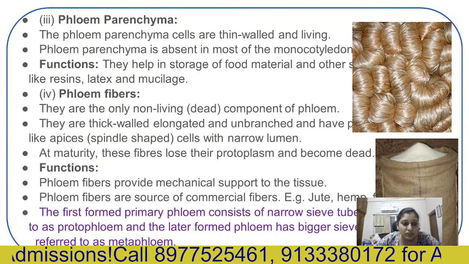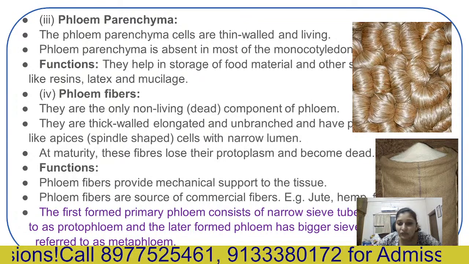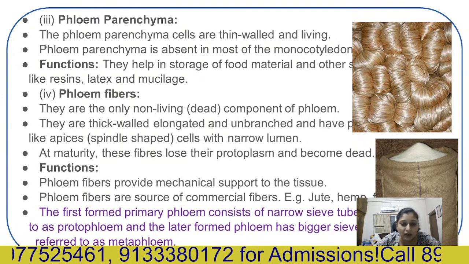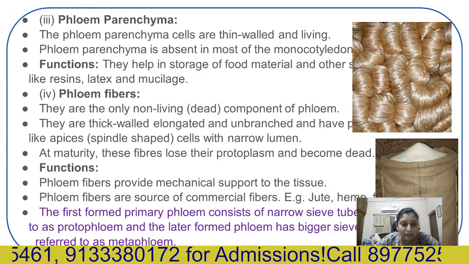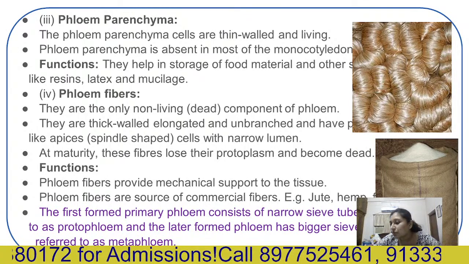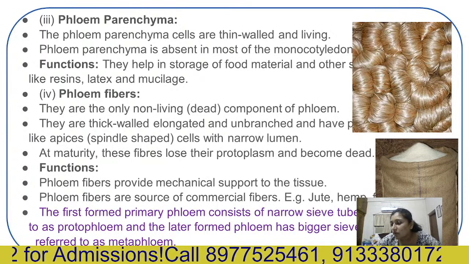So the first formed primary phloem, which consists of the narrow sieve tubes, is called protophloem, and the later formed is called metaphloem. The first formed xylem is called protoxylem, and the later formed is called metaxylem.